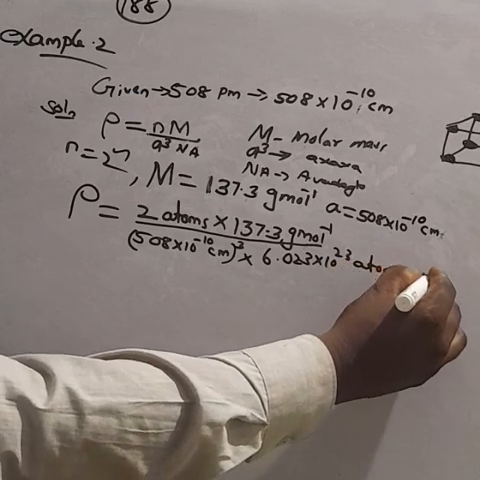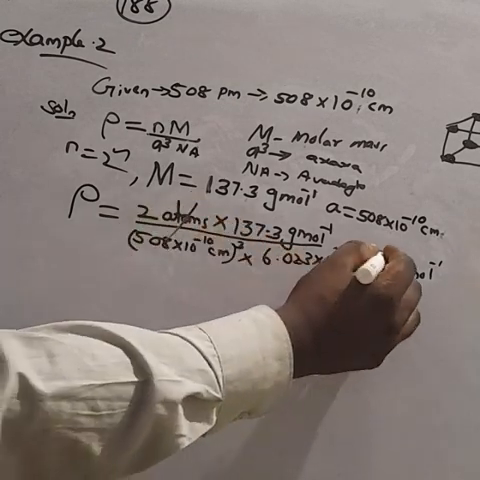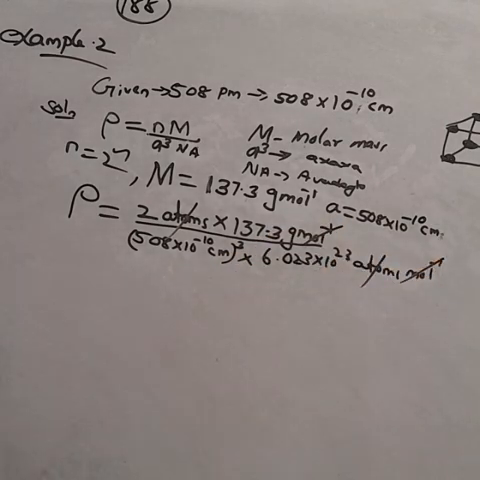Next, what are the possibilities for cancelling here? Here atoms can be cancelled. Mole inverse can be cancelled. Which are remaining? Here gram, here centimeter.